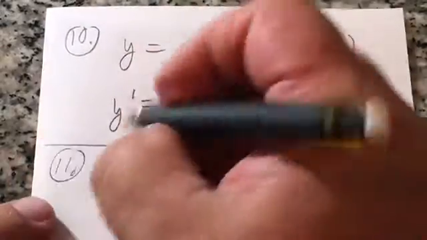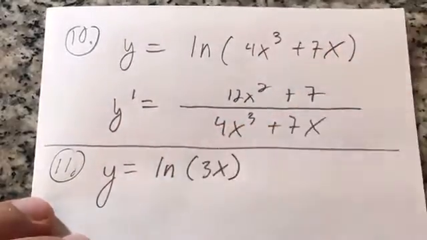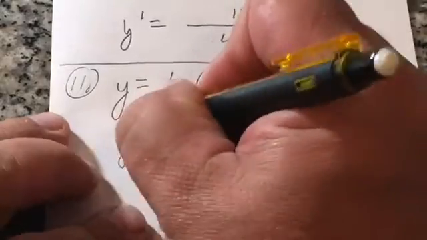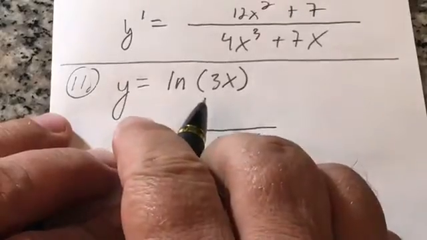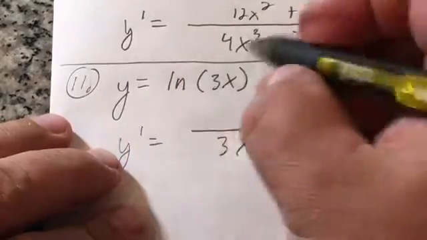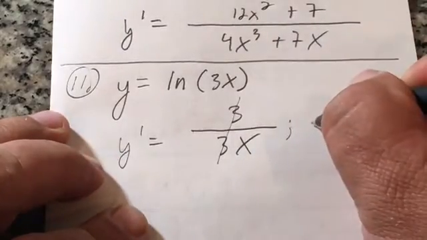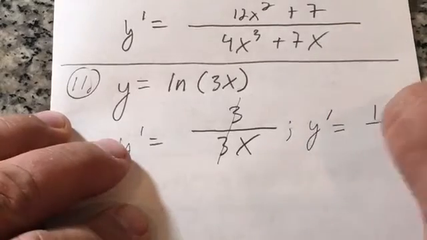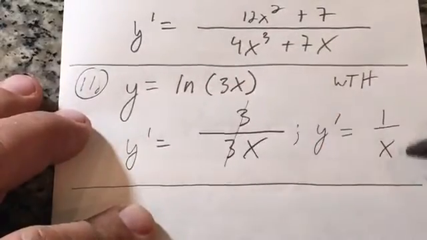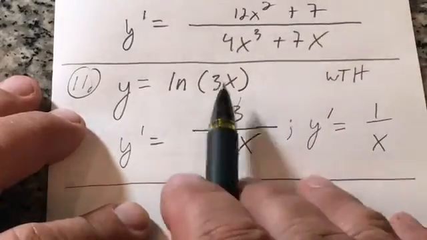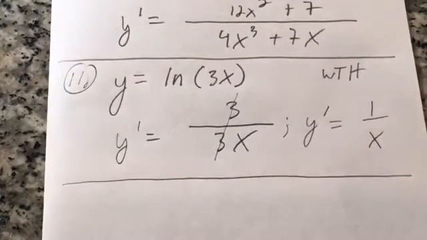Number 11, this one's a little peculiar. Y equals ln of 3x. Y prime equals 3x on the bottom, but then what goes on top is the derivative of 3x. The derivative of 3x is just 3. So notice these are going to simplify out. And the derivative, y prime, is going to equal 1 over x. That's a what the heck. Notice it's the same as just ln x. So if you have that constant in there, you can just forget about it. I never do, so I have to do the whole process.